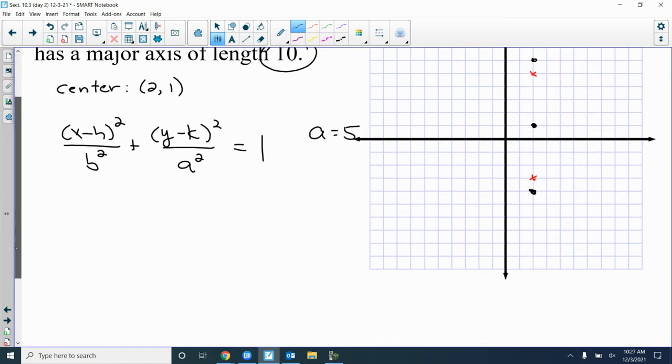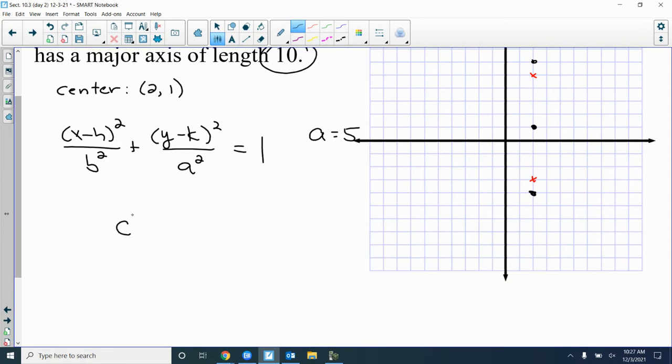Did you say it and I didn't hear you? c squared equals a squared minus b squared. Yep. c squared equals a squared minus b squared. Not the Pythagorean theorem, Matthew. c squared equals a squared minus b squared. All right, we know a is 5. I haven't specifically written down c, but you should be able to tell me what c is. It's going to be the distance from the center to the foci. So c is what? 4. Yes.